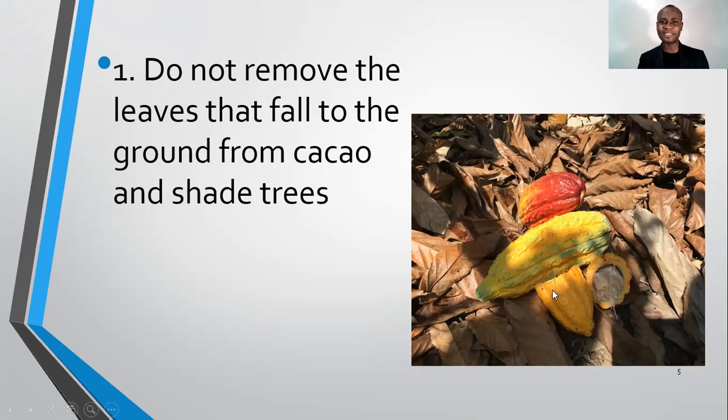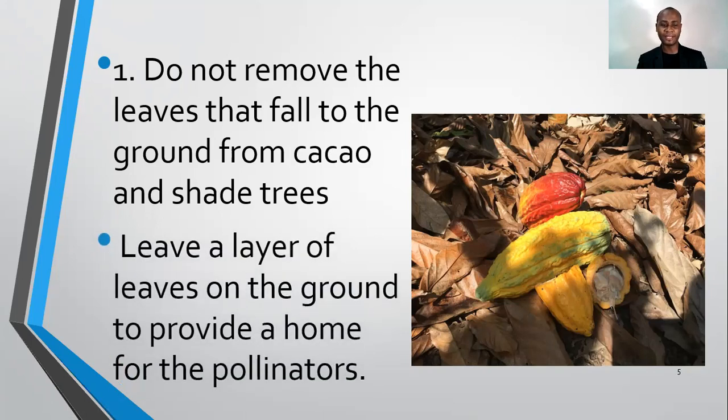There are some farmers who have the tendency of gathering all the leaves. You don't have to do that, because the eggs of the midges are in the leaves. So you have to allow them to be there. Leave a layer of leaves on the ground to provide a home for the pollinators, so that they can be happily there and multiply, and then fly up to the trees and pollinate the flowers.